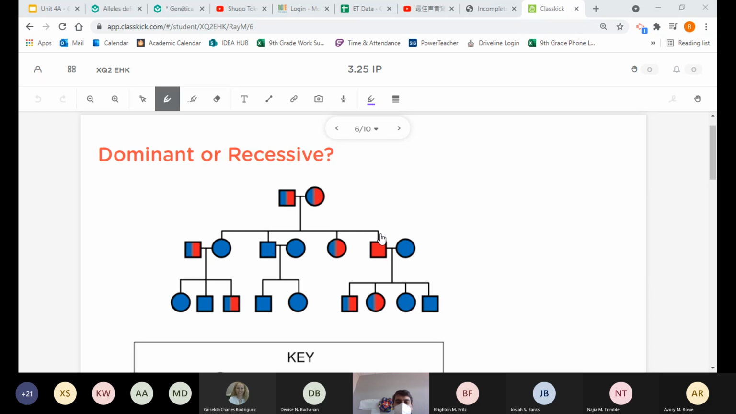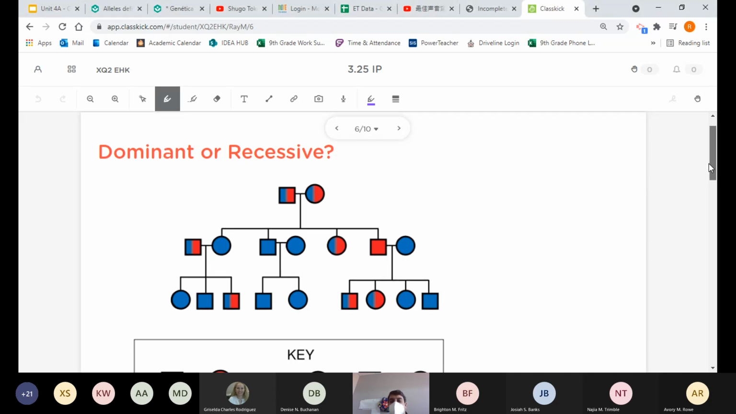Hey, Brighton was listening. Very good, Brighton. It would be recessive because dominant doesn't have carriers, right? Very good, Zarya. Very good, Josiah, right? We see all these carriers. There's a carrier here, carrier here. So that means we're dealing with a recessive trait.